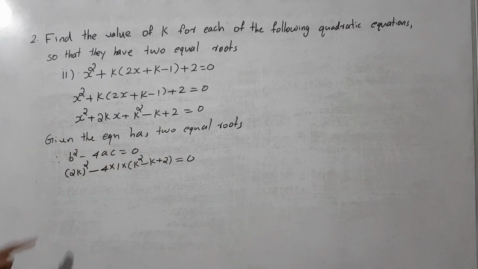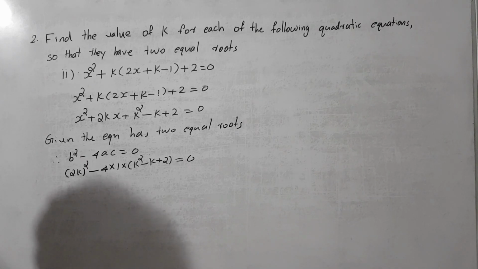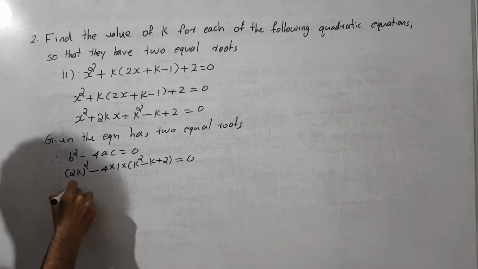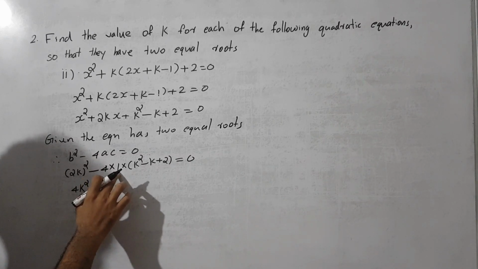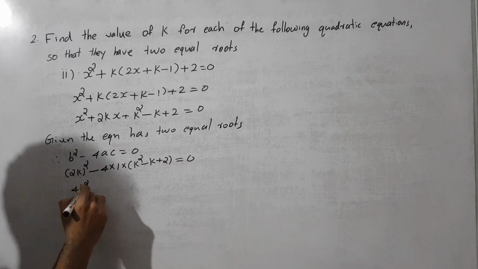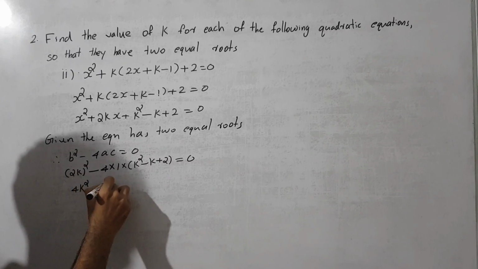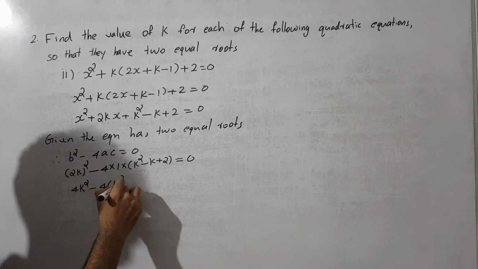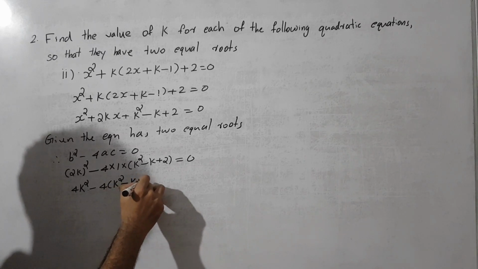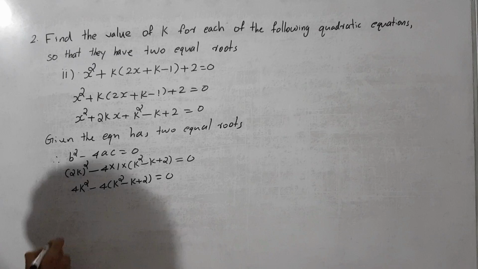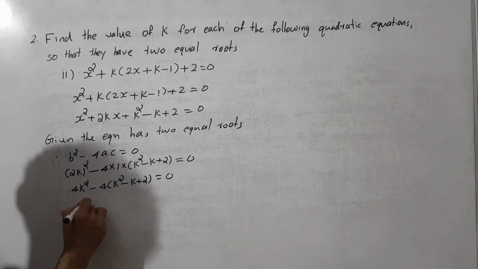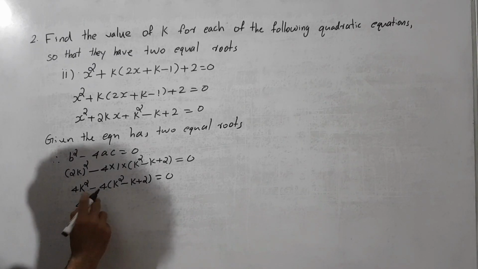Then again 2k whole square. What is 2k whole square? 2k whole square is 4k square. And we multiply minus 4 into 1, minus 4 into k square minus k plus 2 is equal to 0. Okay, then again 4k square is 4k square.